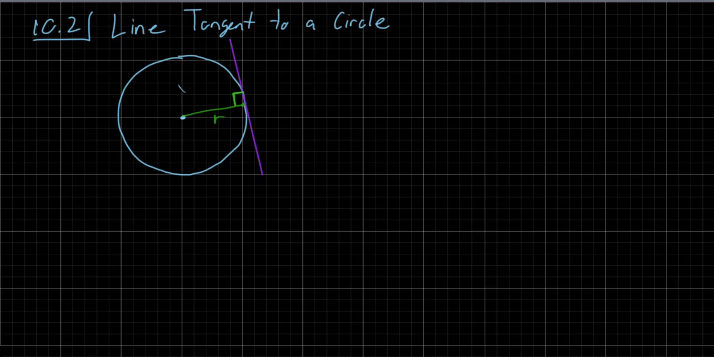And I'm just going to label some of these. This is circle C. This point right there that touches, let's call it X. And this will be line M. So this right here is the tangent line.